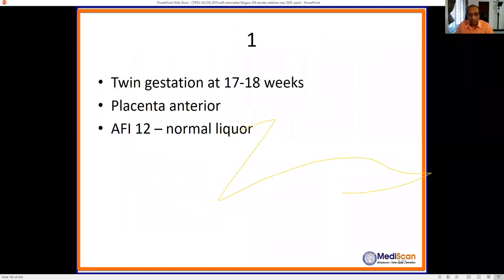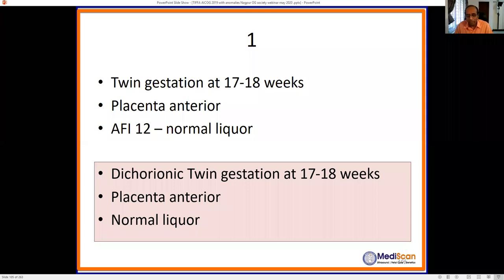So the checklist approach. Here's the report: twin gestation at 17, 18 weeks, placenta anterior, AFI 12, normal Likert. Now this report is completely wrong, because it should say dichorionic twin gestation 17, 18 weeks, placenta anterior, normal Likert, because we don't do AFI at that point.